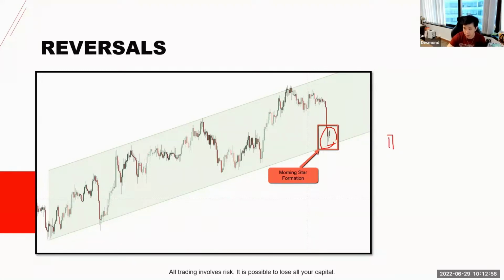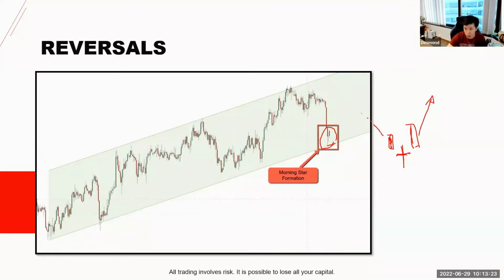So you've got one candle here, something like this kind of a candle where there's a very small body. And then you have a bullish candle. So you've got a bearish candle over here. This thing looks like a star in the sky. And you've got a bullish candle. So a morning star formation is a very good sign that price is going to reverse from there.